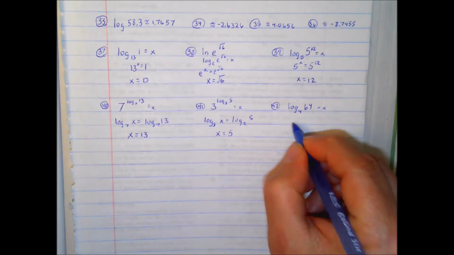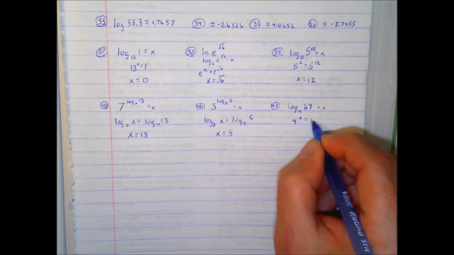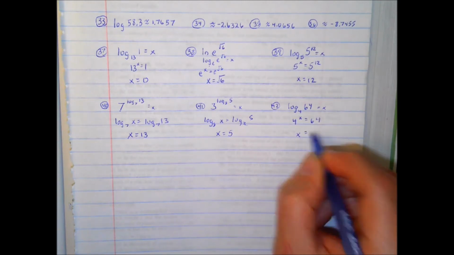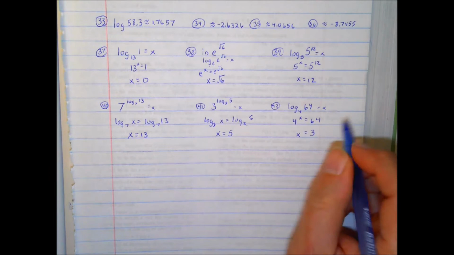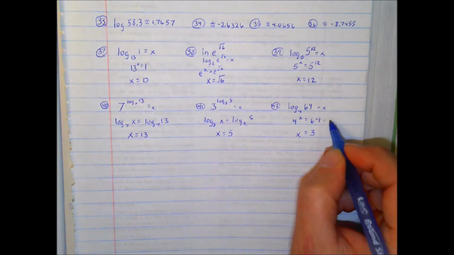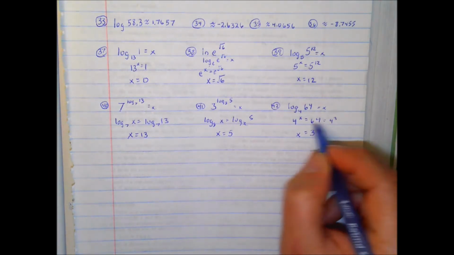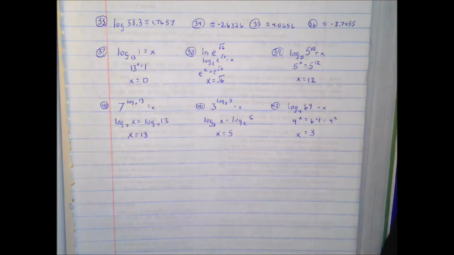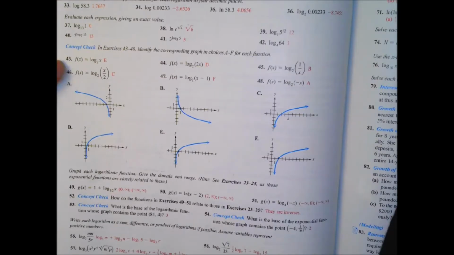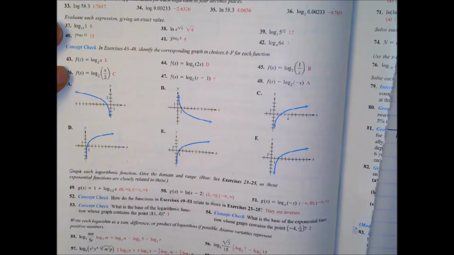Okay, 43 starts some matching. So with all of these, they're all log base 2. So our parent function, log base 2 of x, is this one. Okay, so it has an asymptote right here at 0, and it goes through at 1. So there's my base function. Now compared to this one, that's 2x.